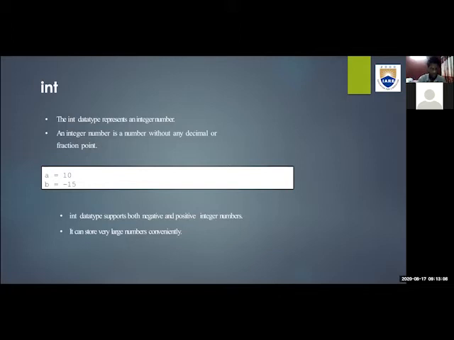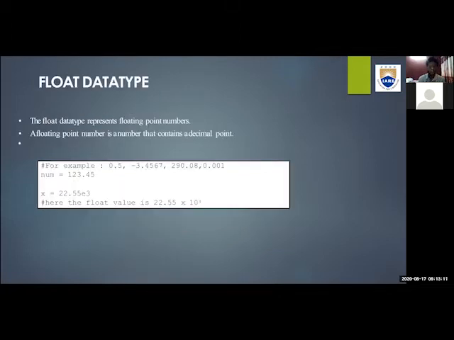So let us know about float. The float data types represent floating point numbers, which means decimal numbers such as 2.5, 4.2, 8.9, like that. A floating number is a number that contains a decimal point. For example, 0.5, minus 3.456 or up to any decimal point, 290.08 and 0.001. And here we are assigning the value of 123.45 to num, which means the value of num is 123.45, which is a float data type.